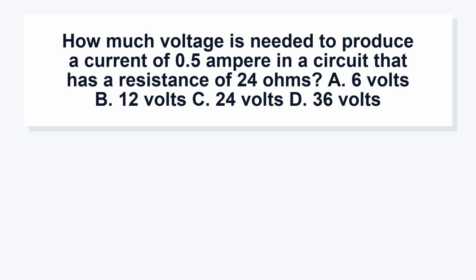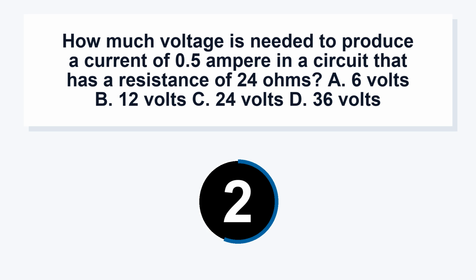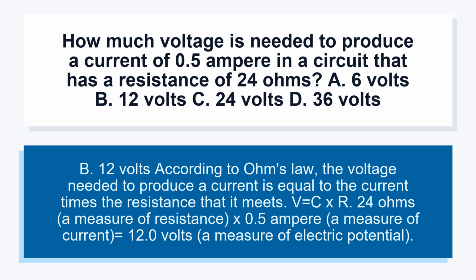How much voltage is needed to produce a current of 0.5 ampere in a circuit that has a resistance of 24 ohms? A. 6 volts, B. 12 volts, C. 24 volts, D. 36 volts. B. 12 volts. According to Ohm's law, the voltage needed to produce a current is equal to the current times the resistance that it meets. V equals I x R, 24 ohms, a measure of resistance, x 0.5 ampere, a measure of current, equals 12.0 volts, a measure of electric potential.